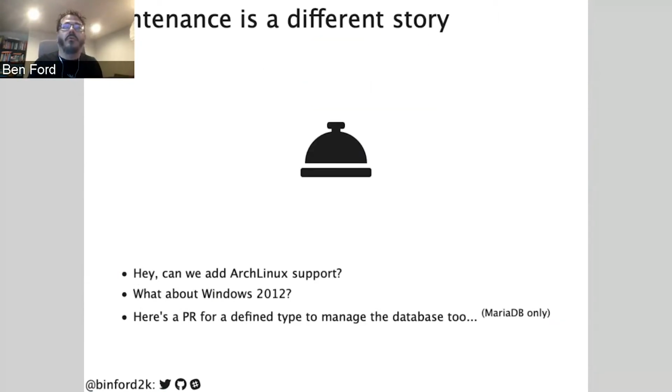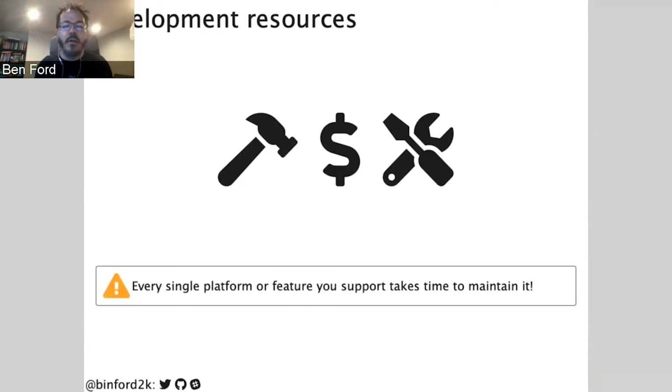The problem comes when you want to maintain it, when you want to improve it, when you want to grow its user base, because then you start getting into scope creep. Somebody like Tim is going to come in and say, hey, can we add some Arch Linux support to this? Sure, but I don't use Arch Linux. I don't know much about it, so I'm not really the best at maintaining it. What about Windows 2012? What about a PR to add something? Each one of these things is added functionality that's more complexity to maintain, and each of those has a cost, right? Every platform, every feature you support takes maintenance time, and often it takes dollars.